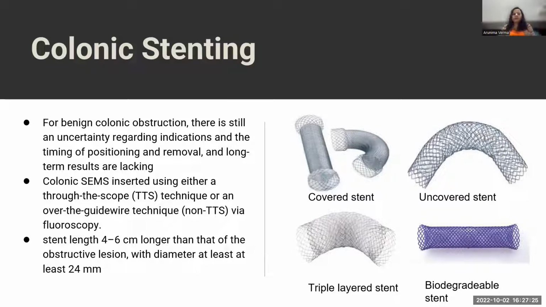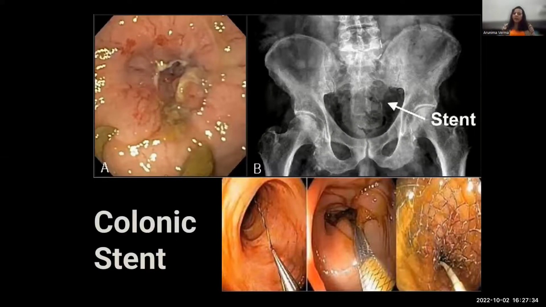via fluoroscopy. And stent length here should be 4 to 6 centimeters longer than the obstructive lesion, and the diameter at least 24 millimeters. This is just a picture showing the colon stent, and in X-ray also you can mark out the stent.